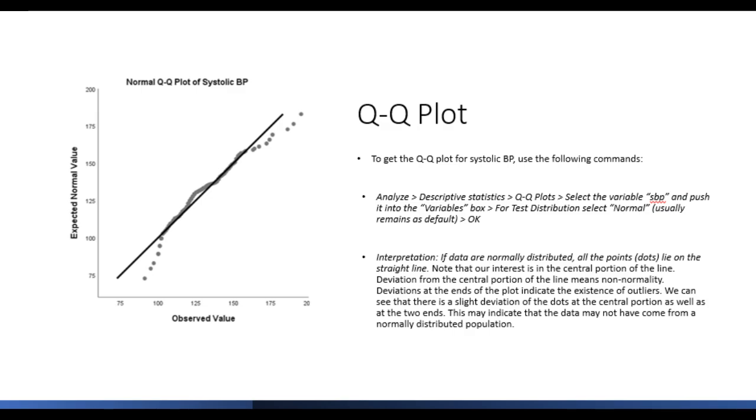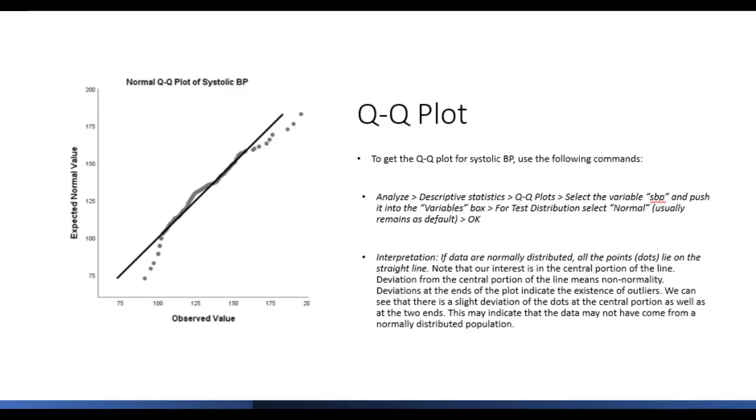QQ plot. To get the QQ plot for systolic BP, use the following commands. Analyze, next Descriptive Statistics, next Q-Q Plots. Next select the variable SBP and push it into the Variables box, next. For test distribution, select Normal, which usually remains as default. Next OK. Interpretation: if data are normally distributed, all the points, dots, lie on the straight line.